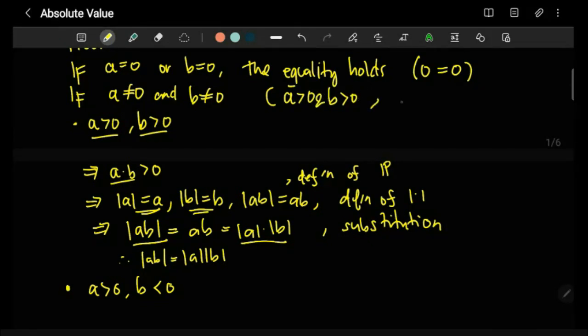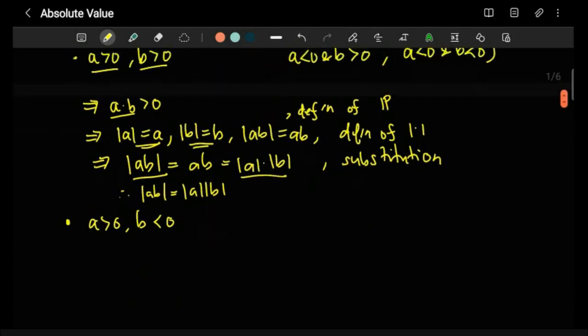The second case, A is positive and B is negative. The third case will be A is negative and B is positive. And the last case will be A is negative and B is negative. So all in all, that's four cases, and we're at the second case.